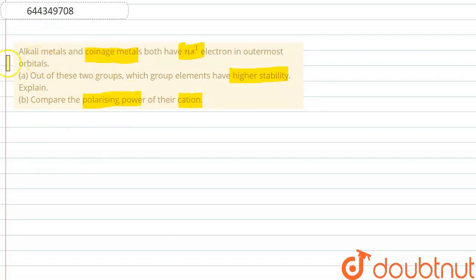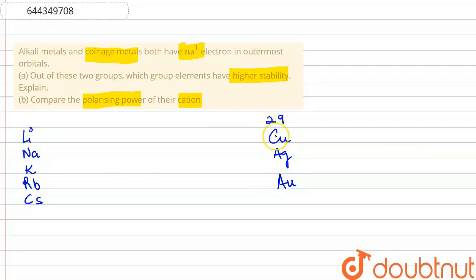So firstly, let me write down the alkali metals which are present in the periodic table. We have lithium, sodium, potassium, rubidium, cesium. These are your alkali metals, that is metals present in group number 1. Then we have coinage metals, and those coinage metals are your copper, silver, and gold, right? They belong to group number, right? So this is the atomic number of copper.